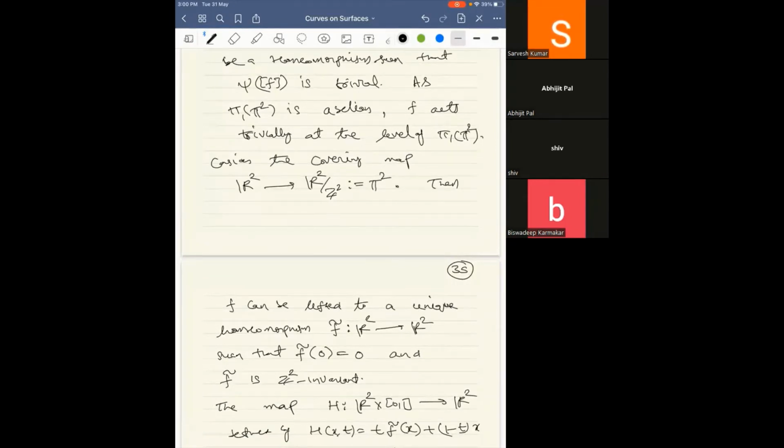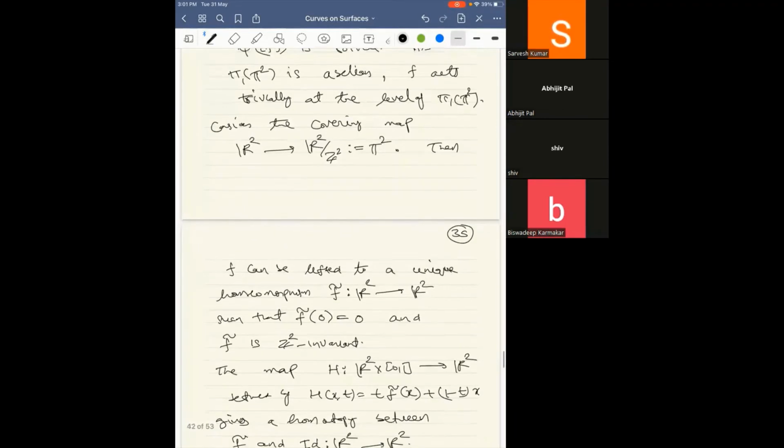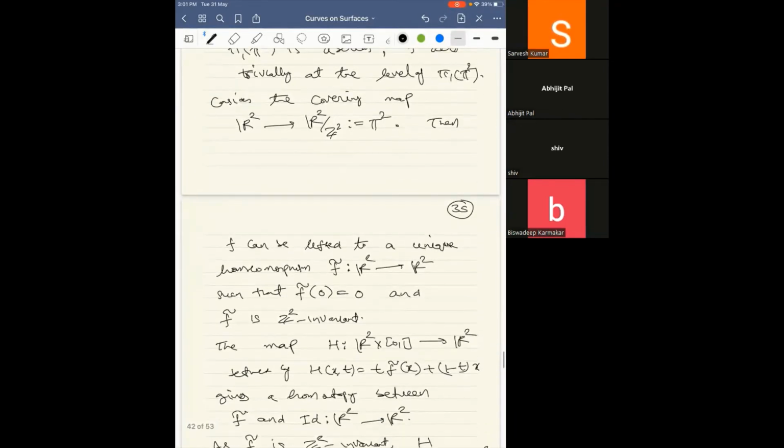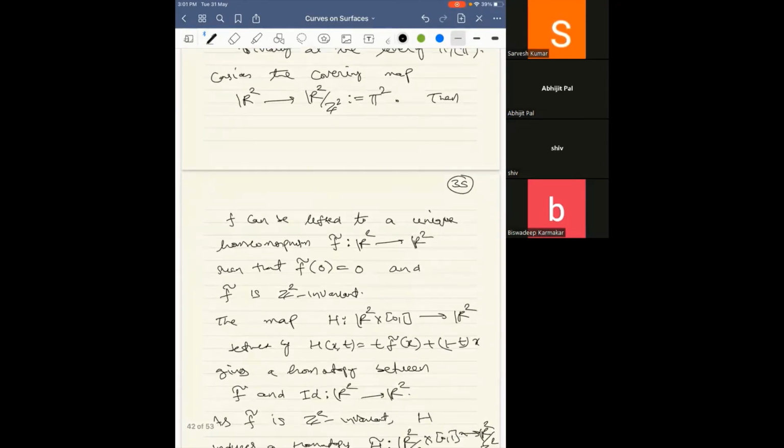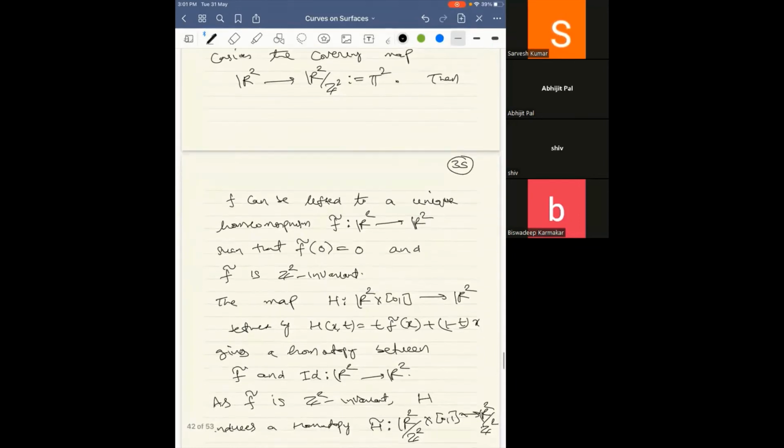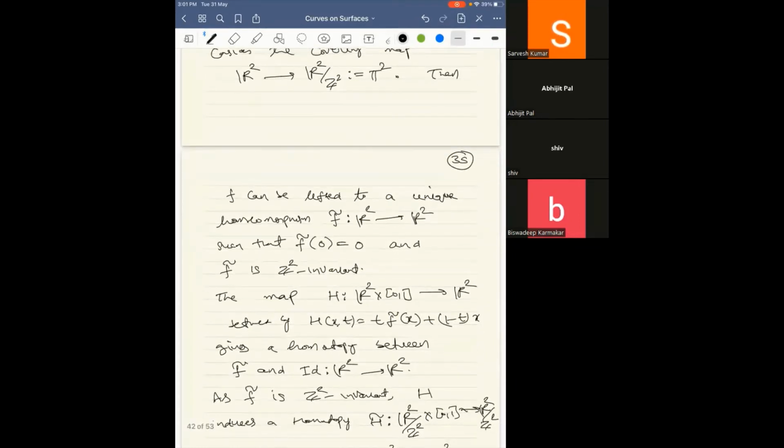Because for a lift you can start from somewhere, and that is a unique lift. So let's say it starts from 0, here 0 I mean (0,0). And this F tilde is Z^2 invariant. So let us look at the homotopy between F tilde and identity.